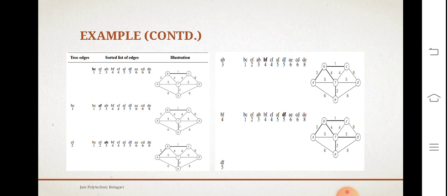So the minimum spanning tree will be something like this: A to B, B to C, then B to F, F to D, and F to E. This will be the minimum spanning tree for the given graph. So this is how Kruskal's algorithm we can apply to the given graph for finding the minimum spanning tree of graph G.